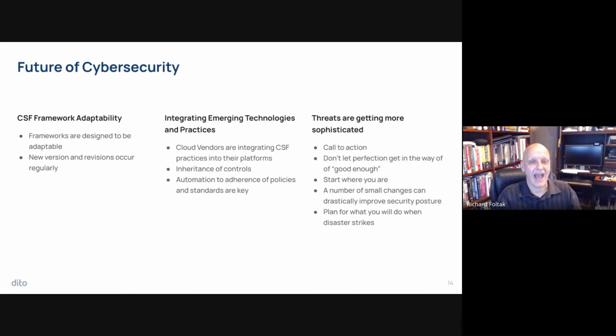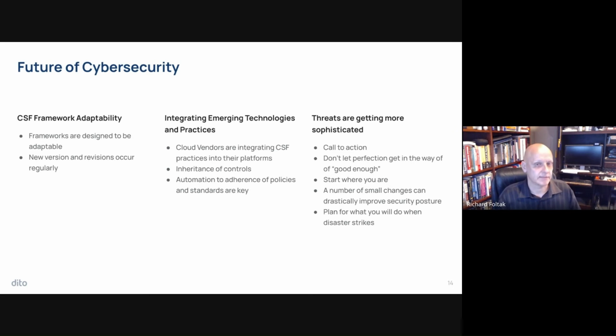So, as threats are getting more sophisticated, basically what we're saying is there needs to be a call to action, right? Don't let perfection get in the way of good enough. A lot of people get, how do I put it, into sort of deer-in-headlights mode because they see the big picture and they're going, oh my God, this is too much, I can't deal with this, and so forth. But the reality is sometimes it's just a couple of small changes that you start on that will get you so far in reducing the amount of threats in your environment.